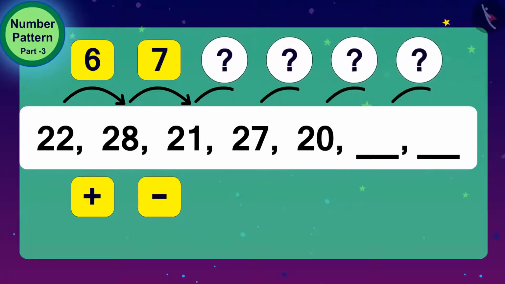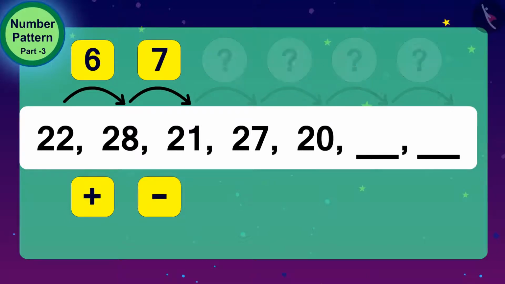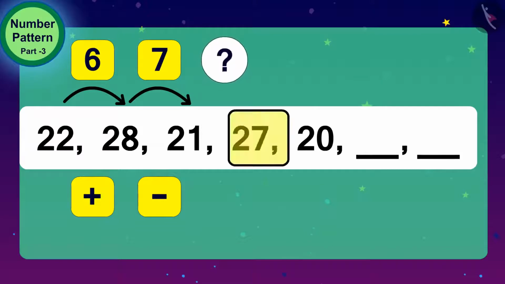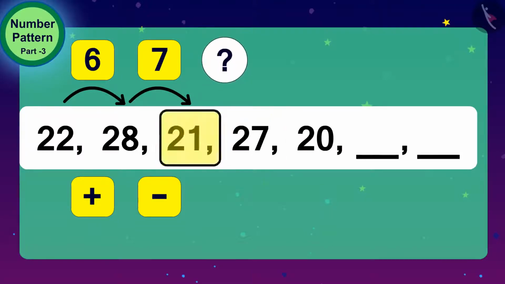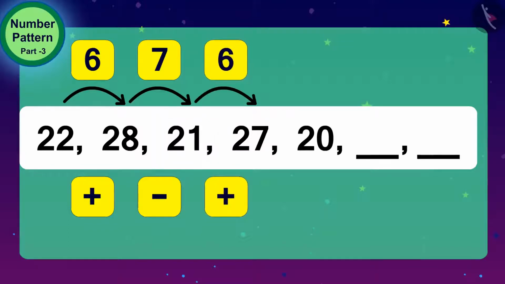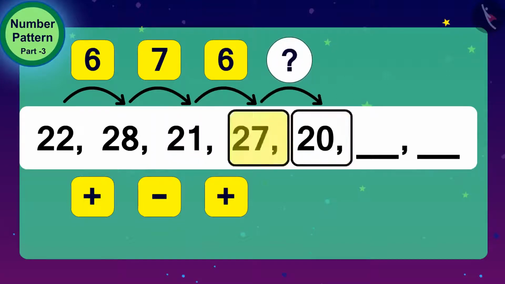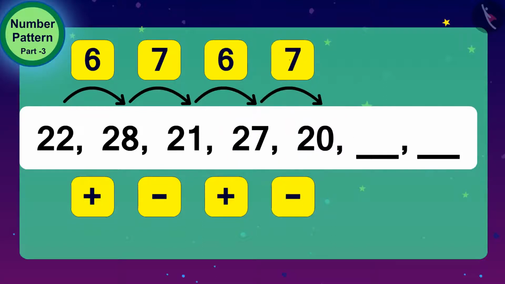Have you got any rules so far? No? No problem. Let us look at the next number. What will we do to get 27 from 21? We will add 6 to 21. And how do we get 20 from 27? 7 is subtracted from 27.